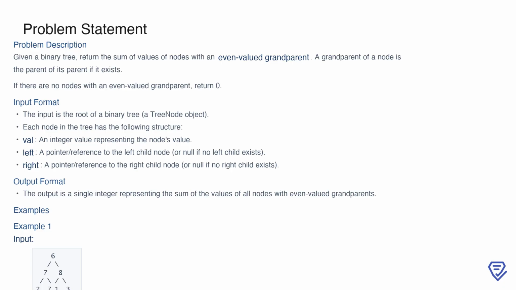The input to the problem is the root of the binary tree, which is represented as a tree node object. Each node in the tree contains a value, as well as references to its left and right child nodes, if they exist. The output will be a single integer, representing the total sum of all nodes that meet this condition. This problem requires us to navigate the tree and evaluate nodes based on their grandparent's value, so understanding the structure of the tree is critical.